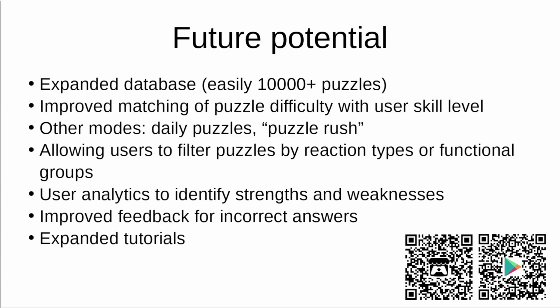So here it is. First of all, the app can get way better than it is right now. I can easily get to 10,000 plus puzzles. Easily. It might take a few years, but it can happen, and it probably will happen. Second, I can improve the matching of puzzle difficulty with user skill level. This would require some data collection. Right now, there's no good way of identifying how easy or hard a puzzle is. I'd need to collect data on puzzle success rates to figure that out, I think. But it's something that could be done.